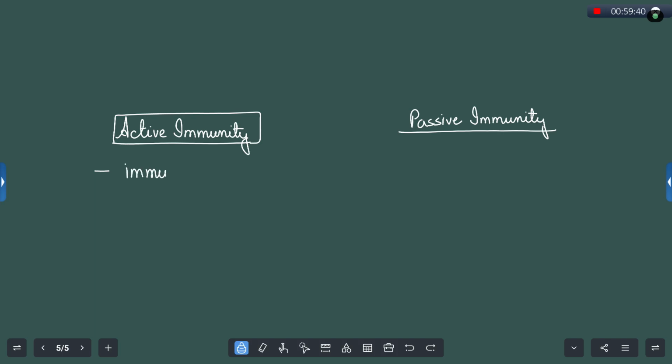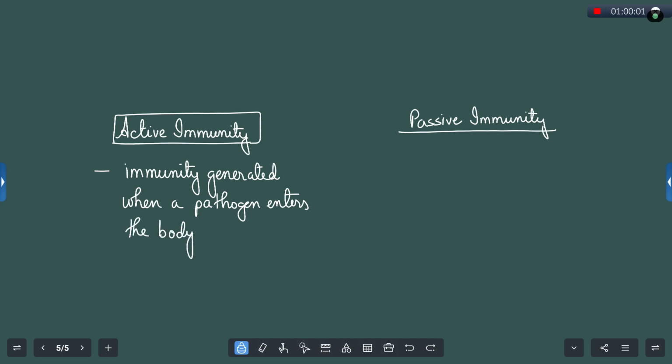Active immunity is the immunity generated in the body when a pathogen enters the body, naturally or deliberately injected. When the body naturally encounters it, the body develops immunity against it. This is active immunity.